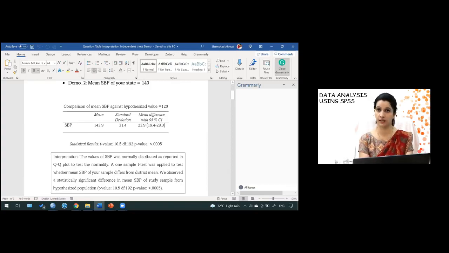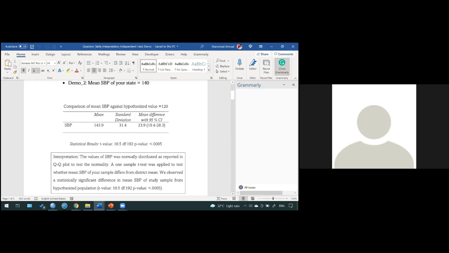One of you can read this. Values of SBP were normally distributed as reported in the QQ plot used to test the normality. A one-sample t-test was applied to test whether the mean SBP of your sample differs from the district mean. We observed a statistically significant difference in the mean BP of the study sample from the hypothesized population. T-value 10.5, degrees of freedom 192, p-value less than 0.0005.